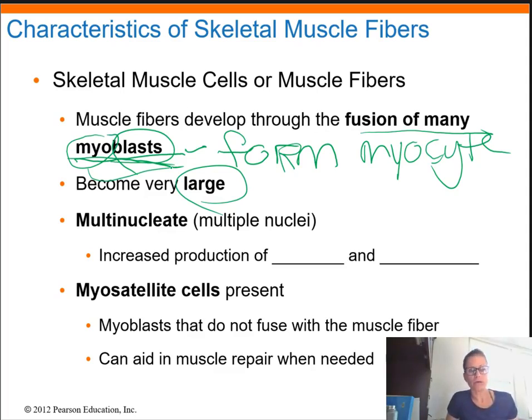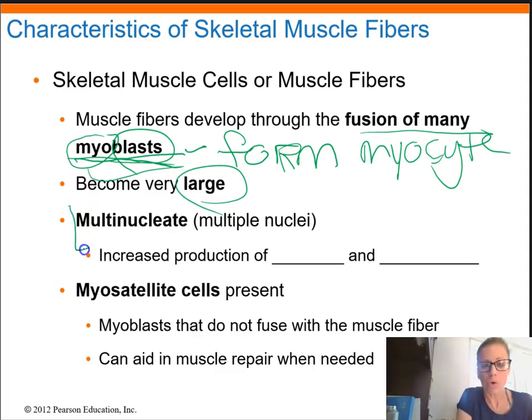Again, most cells are microscopic. They're tiny. You can't see them without a microscope. So the fact that we could have one single cell that's that big is pretty incredible. So muscle cells or muscle fibers are really big. That's why we call them fibers.